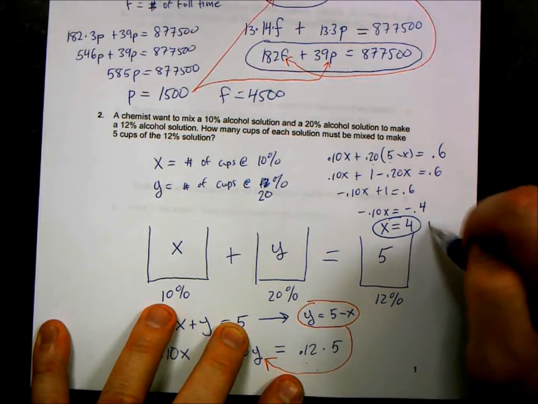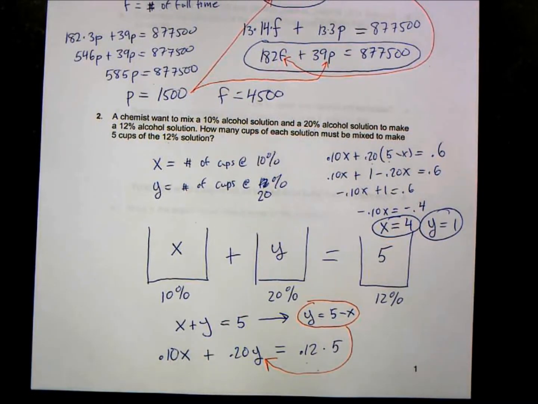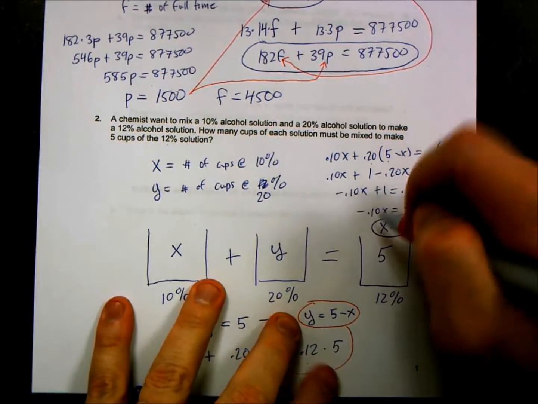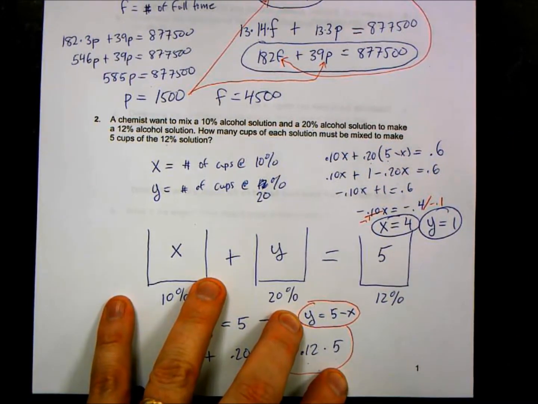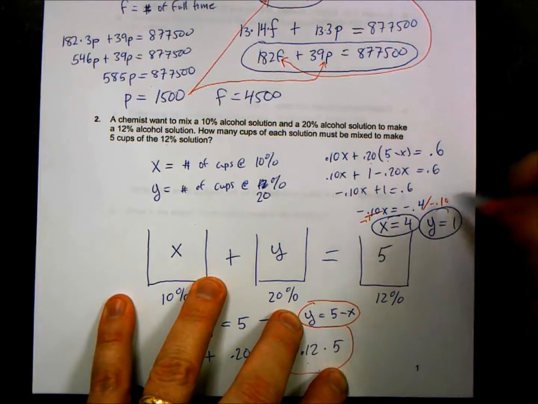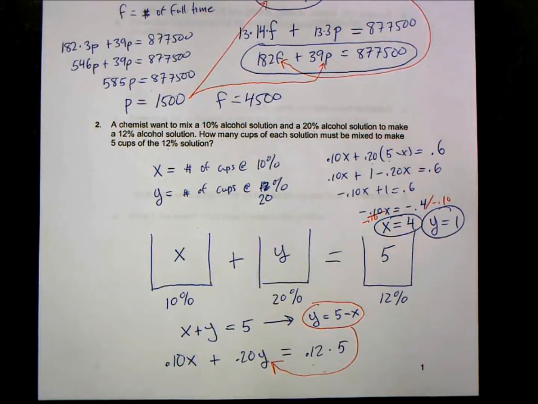If x is 4, y is 1. Y would have to be 1. Crazy. Questions on that one? Divided by negative 0.1. Oh, it's not 0.10? 0.10 and 0.1 are the same thing. I got x equals 4.